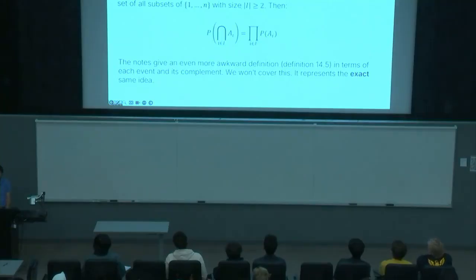And we're going to have to require that I has at least size 2 because we want to talk only about pairwise and so forth constraints. I can say that if we have mutually independent events, the probability of the intersection of these different events, A_i, where we're considering all possible subsets that are at least size 2, is going to be the product of all the individual probabilities. Okay, they give definition 14.5, which is fine, but I like this one slightly more. It represents the same idea.